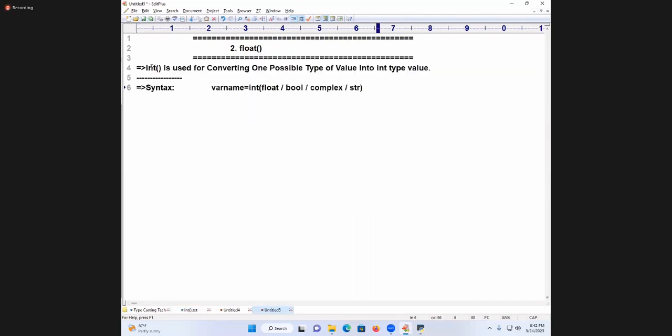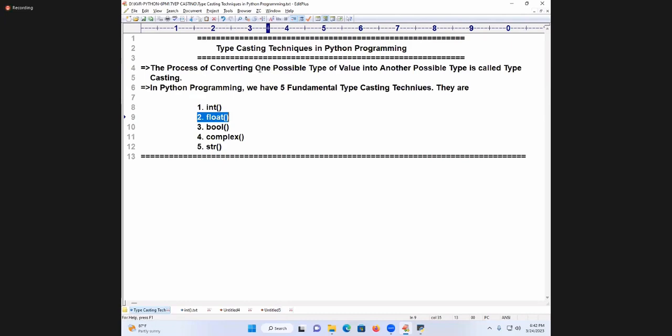What is this now? float of. float of is used for converting one possible type of value into which type? Float type value. Did you understand the meaning of one possible type of value? Read my typecasting mechanism once. The process of converting one possible type of value. Did you understand the meaning here? One possible type of value.